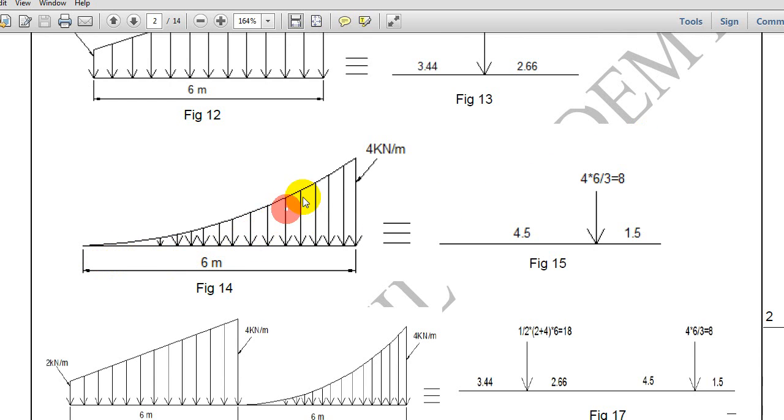Similarly, for the parabolic loading also, we have to do the same thing. Area of the parabola will be 1/3 of the base into height. So this is 8 kilonewton. The distance, I will give you the formula which you have to remember.